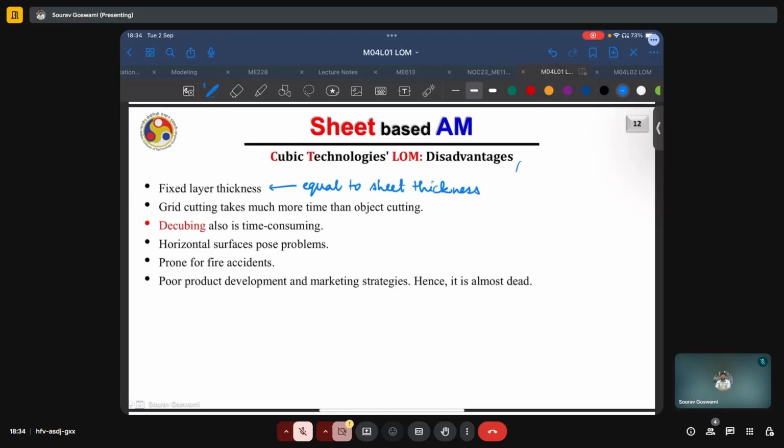And thus, adaptive slicing is just not possible. The decubing or grid cutting process, which is a post-processing step, takes far more time than object cutting. And we'll also solve a numerical using some standard values to see what is the exact scale of the grid cutting or decubing time to the object cutting time.